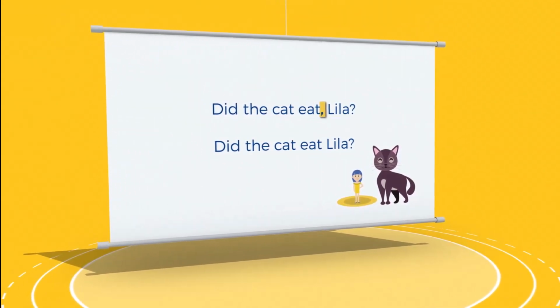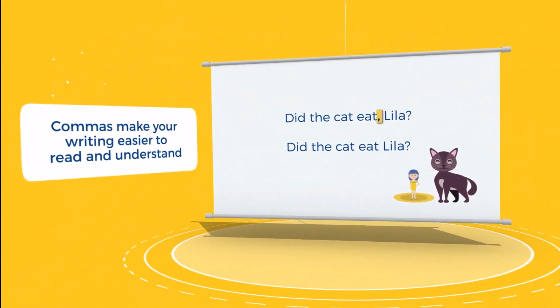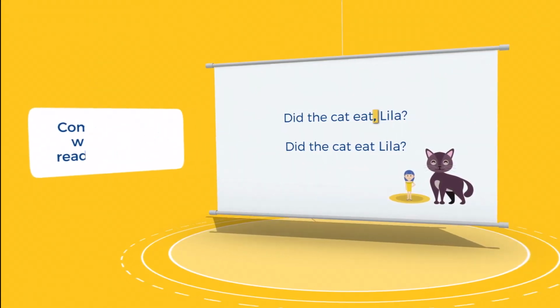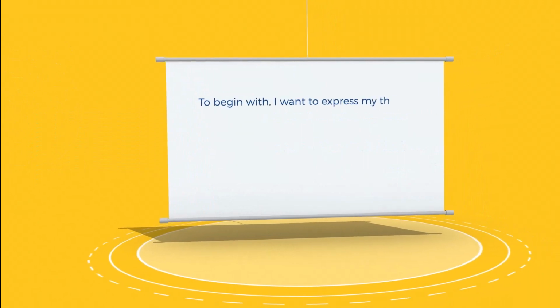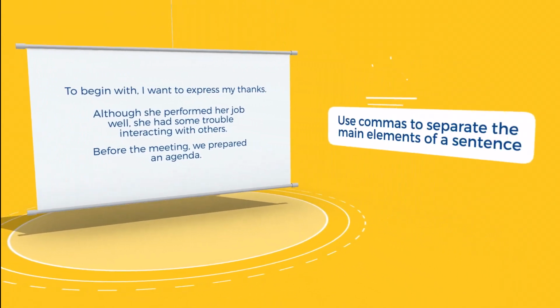That's because commas modify how ideas in a sentence flow. They indicate pauses or changes in mental direction. Ultimately, your aim in using commas correctly is to make your writing easier to read and understand. So let's look at the different uses of commas. First, they separate the main elements of a sentence.